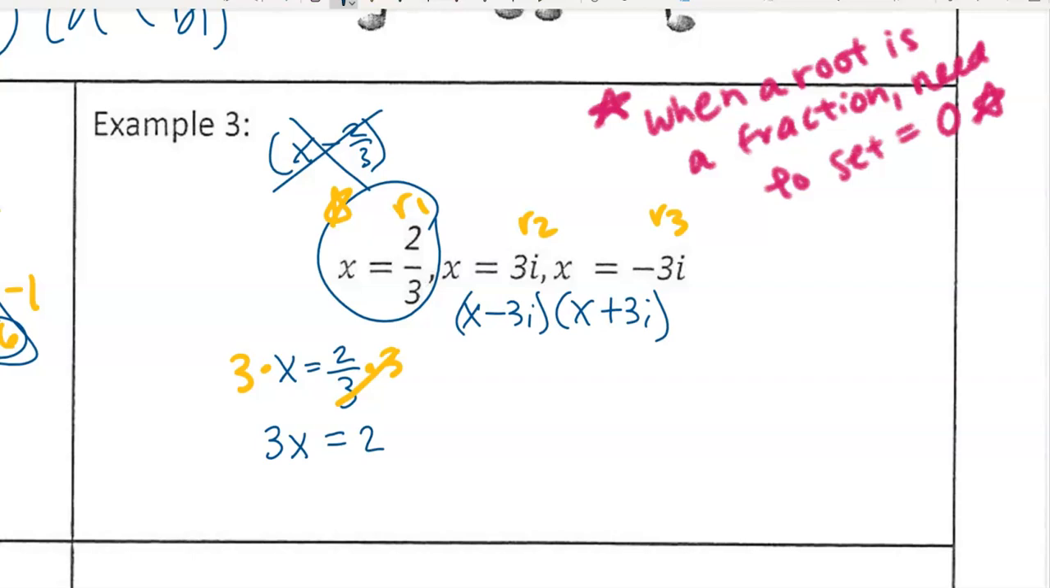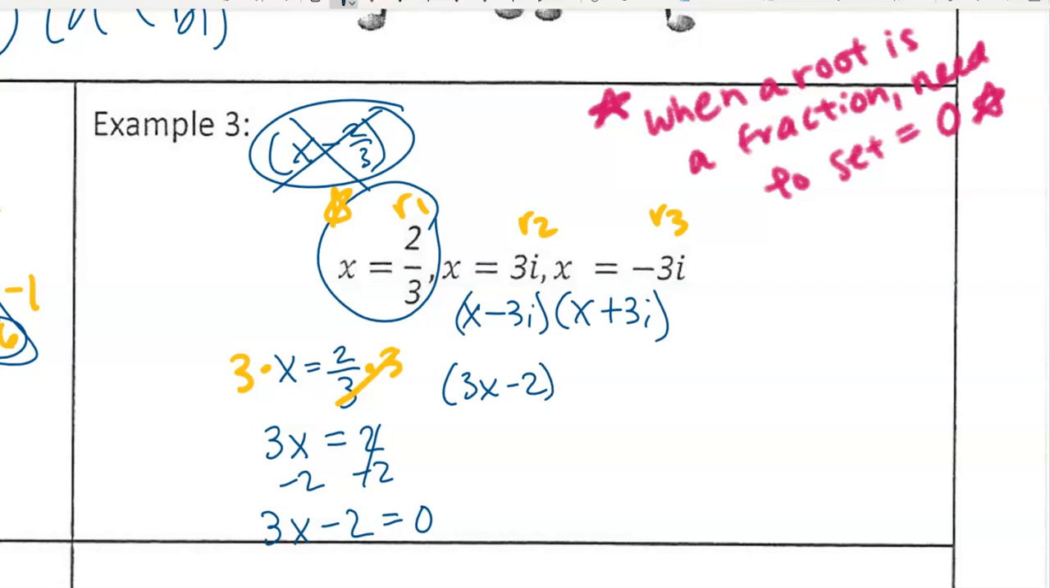Now we need this 2 to go away. We're kind of solving for 0. I know that sounds weird, but we are solving for 0 in a sense. So this factor did not start out as x minus 2/3. This factor is 3 times x minus 2. Minus 2, bring down the other factors, and then we can multiply everything out.